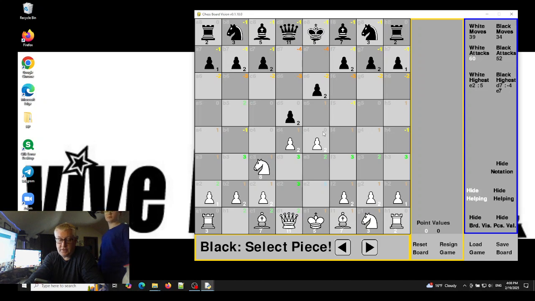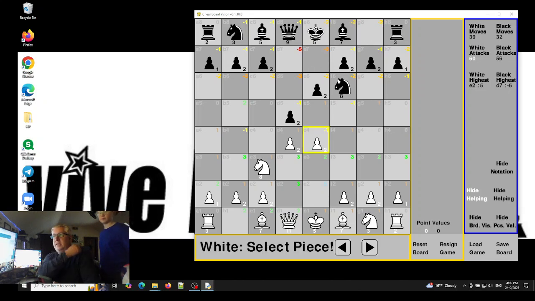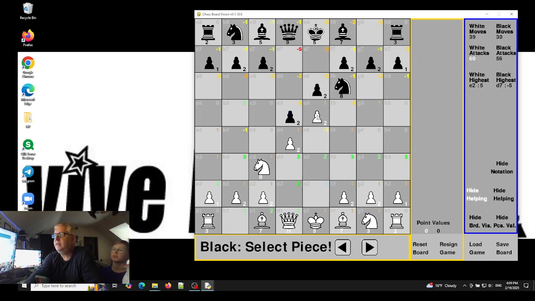All right, then he plays knight to f6, putting more pressure on that pawn. I've got Karsten here helping me just because this is important. And they go with e5, which is the advanced variation, something like that.